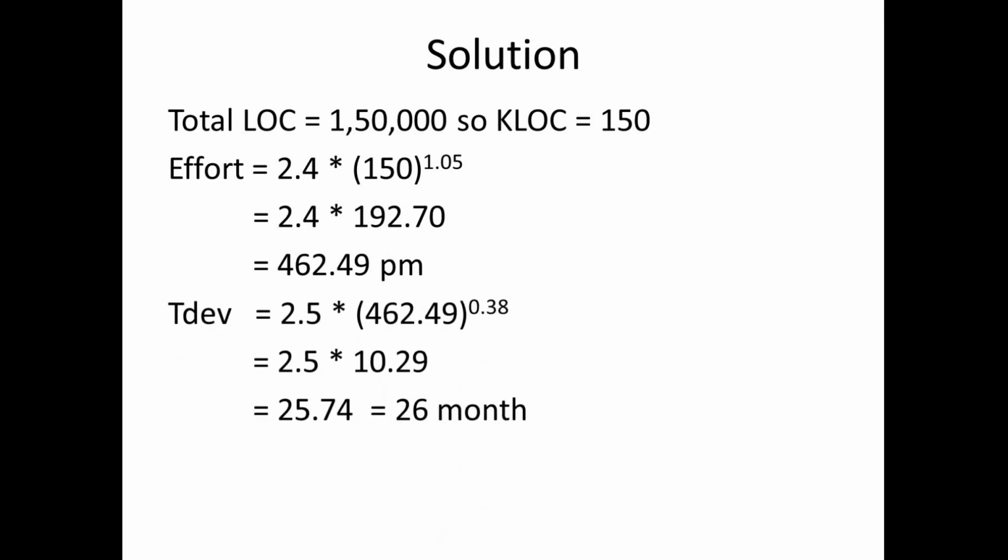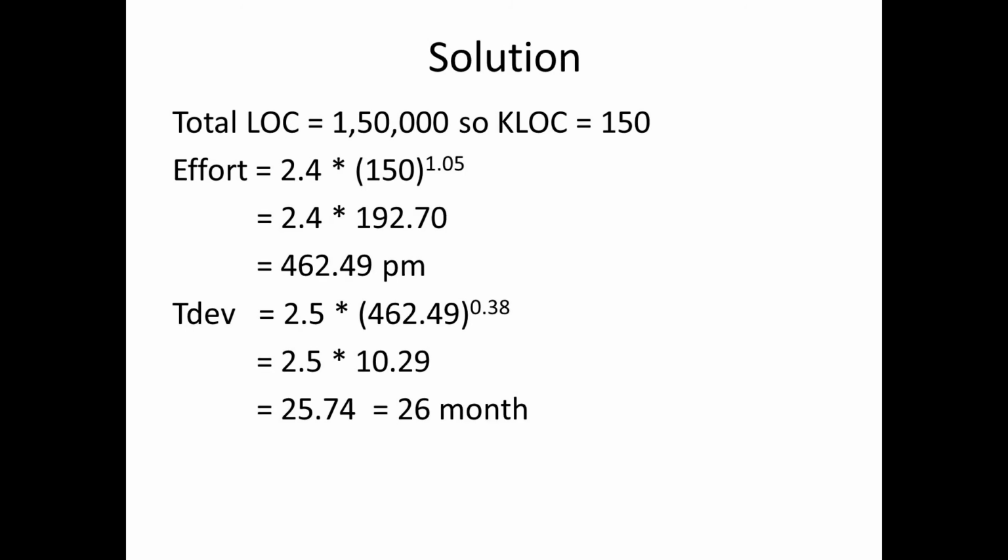Now we have to calculate the TDEV. TDEV is equal to 2.5 into effort to the power 0.38. That means 2.5 into 462.49 to the power 0.38, and the result is 25.74. We know the month cannot be in fraction, so the value is 26 months.